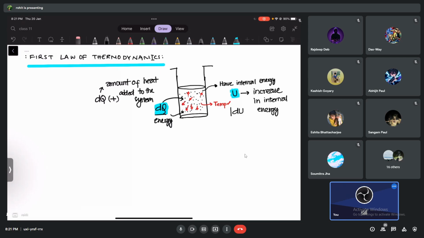Are you clear, guys? What is du? Du represents internal energy or the amount of increase? Amount of increase. It doesn't represent internal energy. It represents how much internal energy has increased by or changed by. That is what it represents.